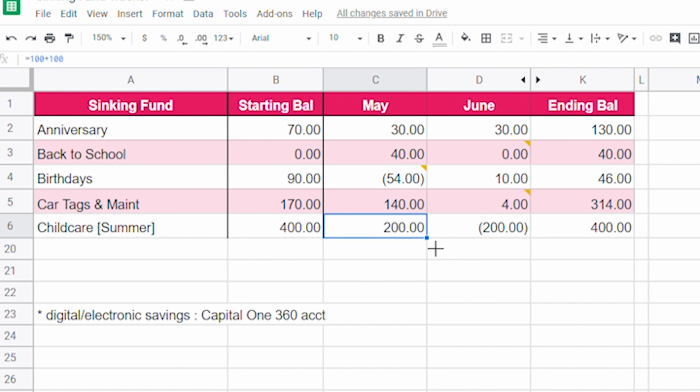Elijah's last day of school was actually May 31st, so we made a nice clean break where I didn't have to save anything for summer school for any part of June. So as you can see here, I didn't add anything, but then I had to take out $200.